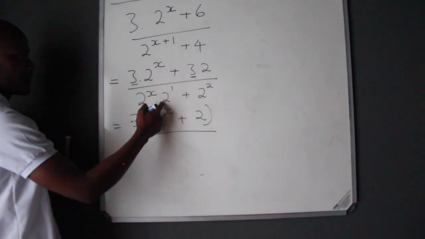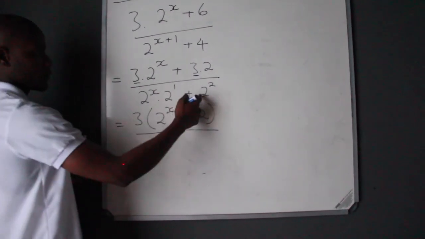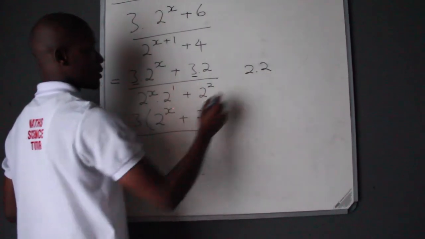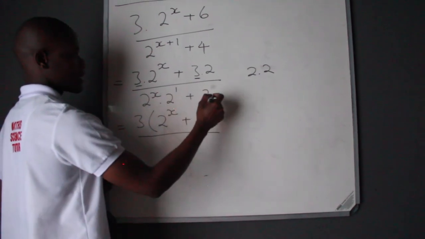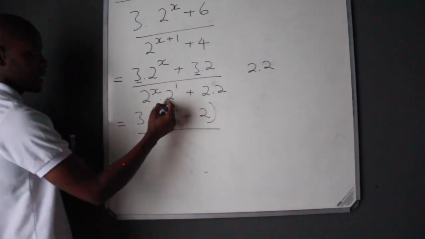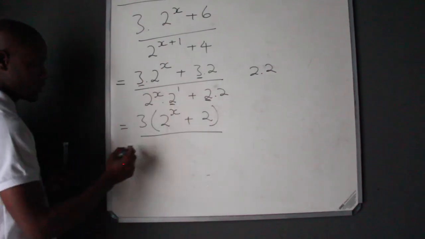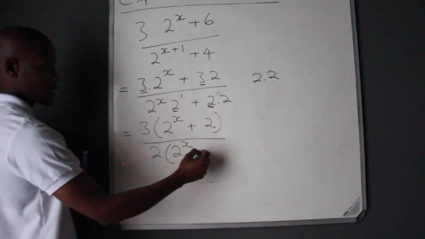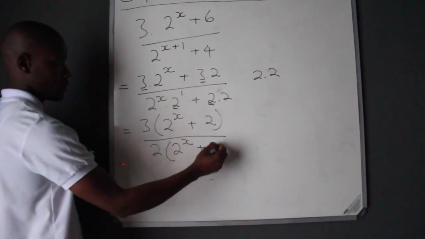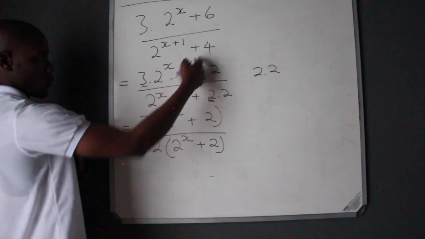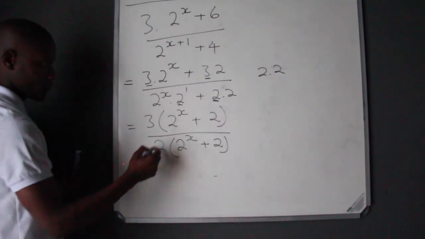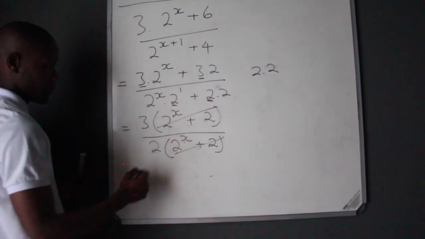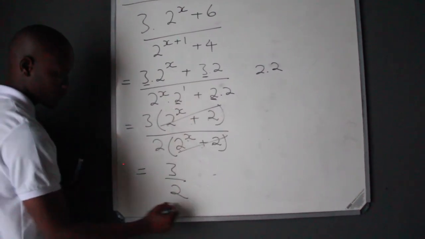we have a common factor of 2 because 2 to the power 2 is the same as 2 times 2. So I can write it as times 2, so that I have a common factor of 2. So it's going to be 2 open bracket 2 to the power x plus 2. Why? Because 2 times 2 is 4. So now 2 to the power x plus 2, 2 to the power x plus 2, they cancel. I'm left with 3 over 2.